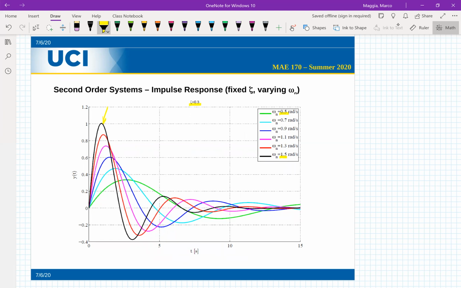value of the first peak, and of course of the second one and the third one, but it's more evident when you're considering the first peak. If the natural frequency is higher, the peak is going to be higher, but then the oscillation is going to be, it's going to have obviously a higher frequency.